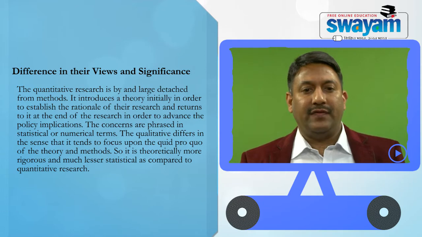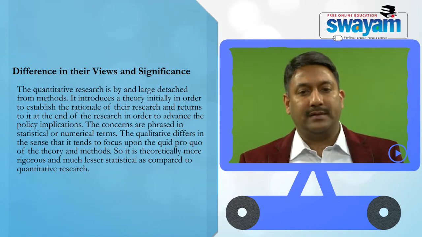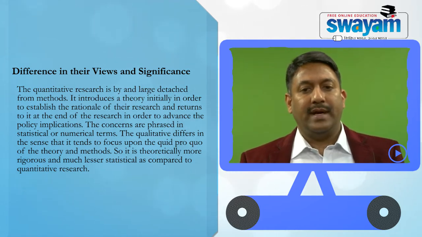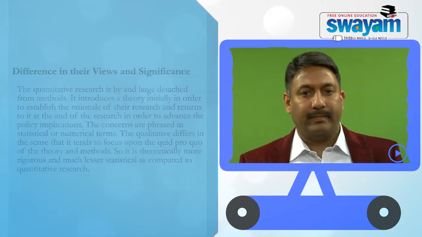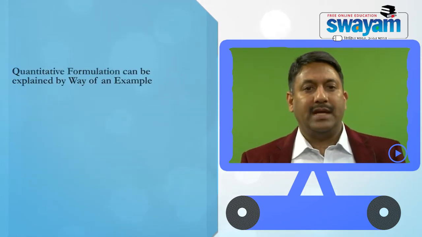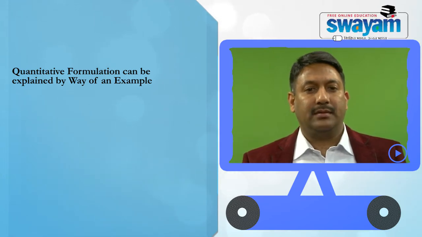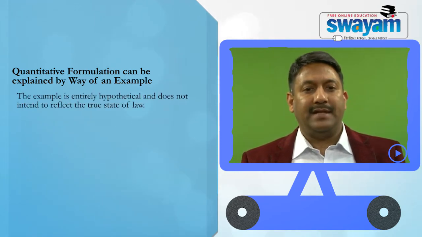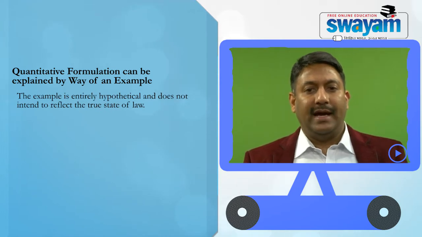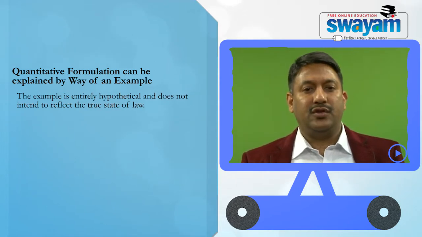The qualitative differs in the sense that it tends to focus upon the quid pro quo of the theory and methods. So it is theoretically more rigorous and much lesser statistical as compared to quantitative research. Quantitative formulation can be explained by way of an example. The example is entirely hypothetical and does not intend to reflect the true state of law.